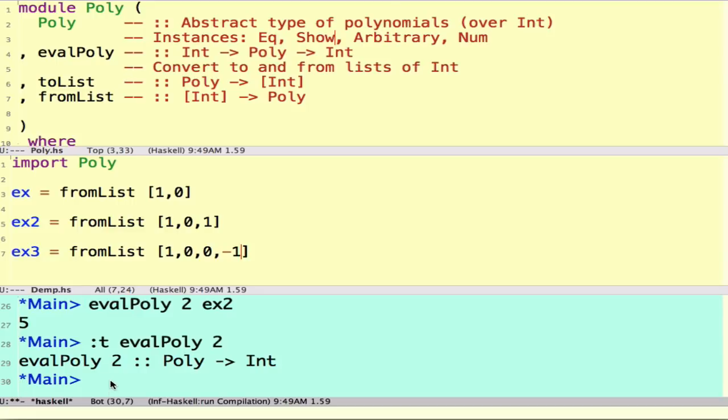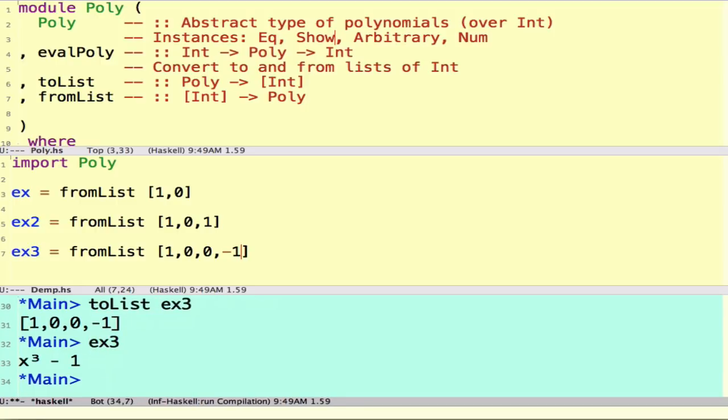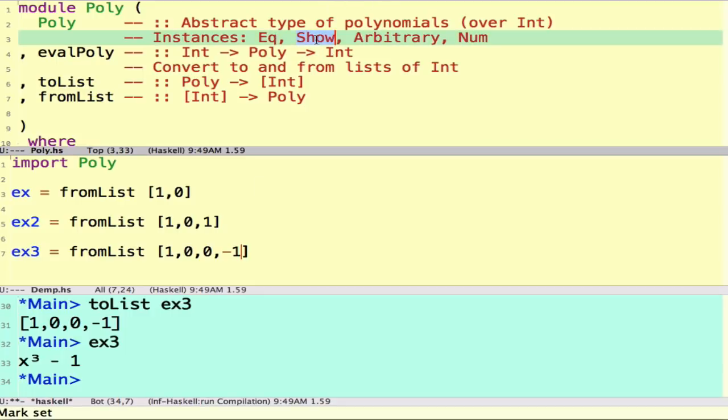Okay, what else is there? Well, we can take a given polynomial and, of course, convert it the other way, and that's the toList function. If we want to inspect a polynomial, this is the way we do it. We convert it into a list. So, when we convert one of the polynomials like ex3 into a list, then this is the list we get. What else do we have? Well, we've seen that it's in the class show.